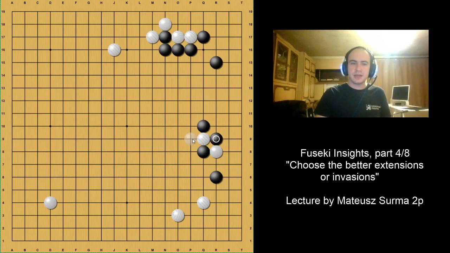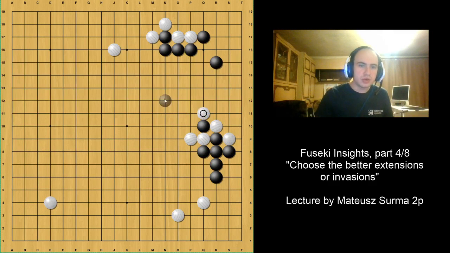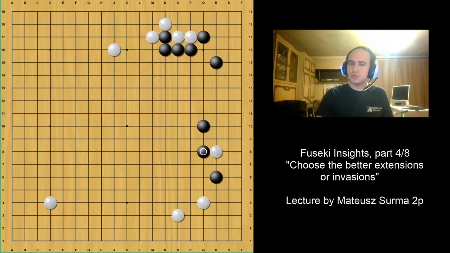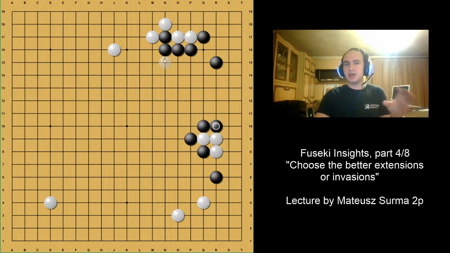Here, in case black tries to fight like this, the ladder should work well for white, so black cannot really extend. Like this, it's hard for black to cut. Of course, it's possible for black to block, so black can think there is a wall, so it's also quite a good extension. There is going to be some territory, not very small, a little bit bigger.